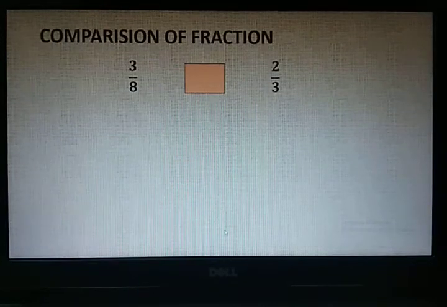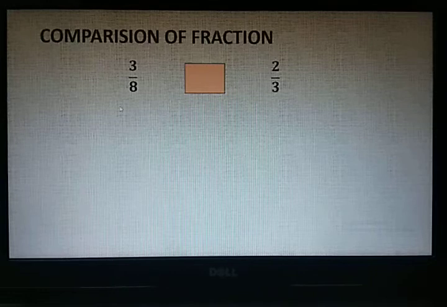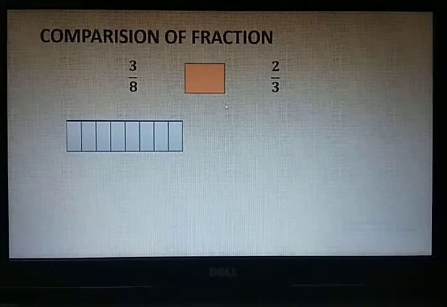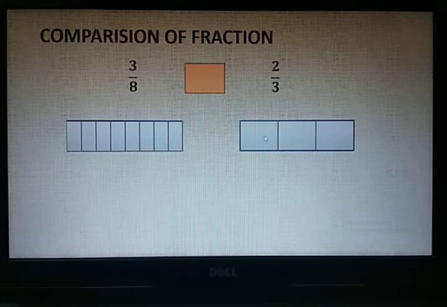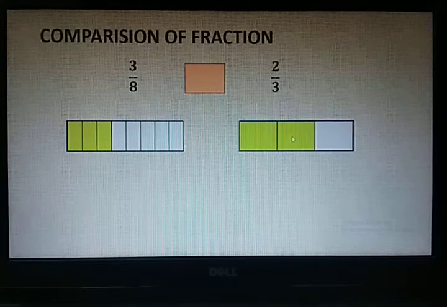3 parts, it will be 3 by 8. Next is comparison of fractions. So if we have two fractions, 3 by 8 and 2 by 3, how can we compare these two fractions? 3 by 8 means 8 equal parts of the whole. It will be like this. And 2 by 3 means 3 equal parts of the whole. It will be like this. To represent 3 by 8, 3 parts will be shaded, and to represent 2 by 3, 2 parts of this will be shaded.